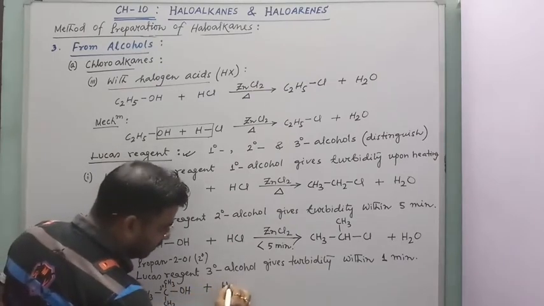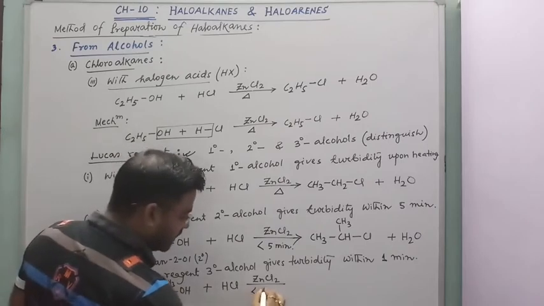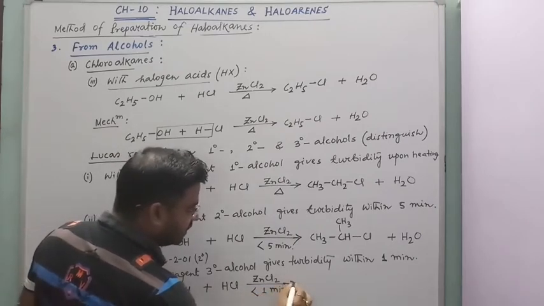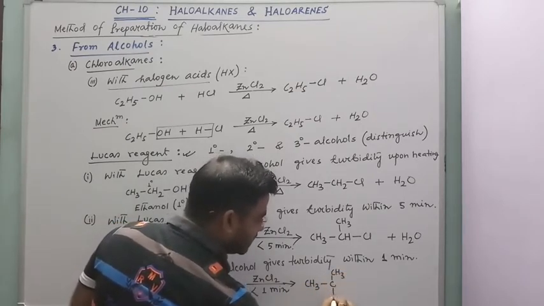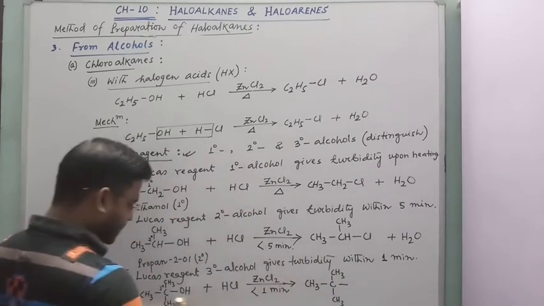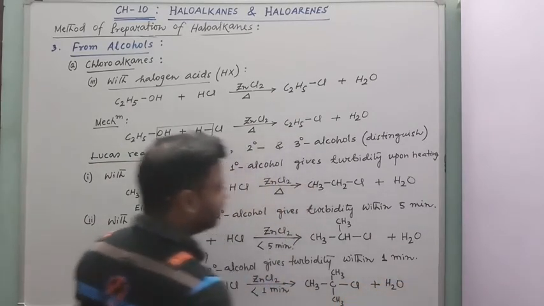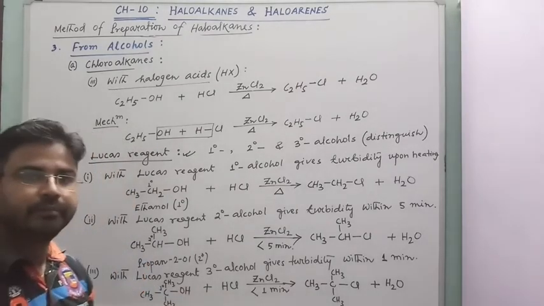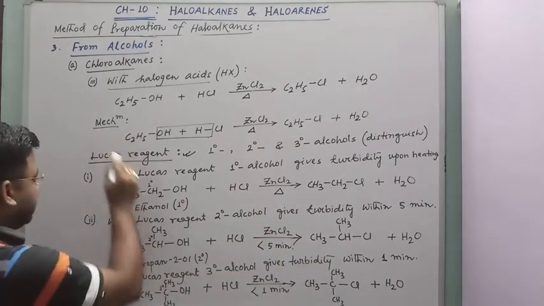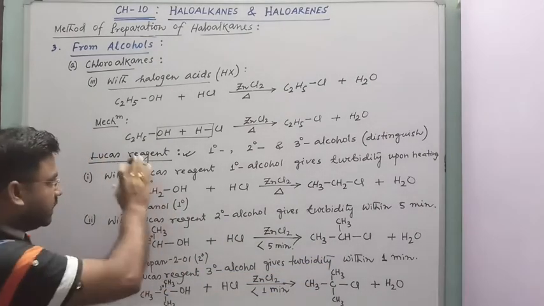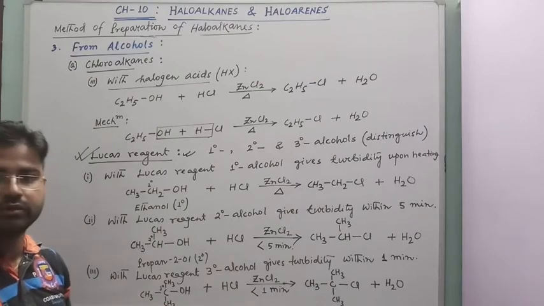Now this reacts with a mixture of zinc chloride and concentrated HCl. So in less than 1 minute it gives a precipitate of (CH3)3C Cl. So H2O comes out, Cl comes in plus H2O. This is another haloalkane. So haloalkanes are formed. So these are haloalkanes, and haloalkanes are produced from alcohols. And by using Lucas reagent, you can distinguish primary alcohol, secondary alcohol, and tertiary alcohols also.